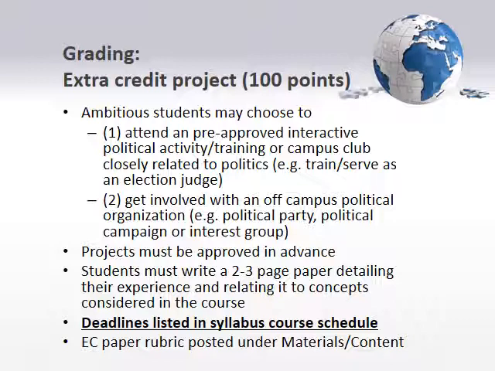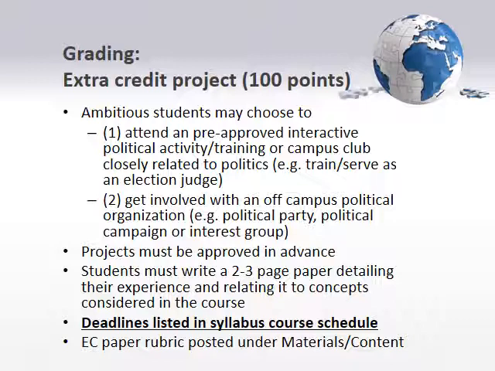Again, make sure to reach out to me ahead of time so I can pre-approve whatever it is that you're looking at. Simply attending a meeting or going to a political event, that's not enough to satisfy this extra credit project. You could also get involved with an off-campus political organization. That could be a political party or a specific political campaign or an interest group that you care about. Those are all things that you can do as long as they involve some training and an opportunity to carry out the training that you're getting.